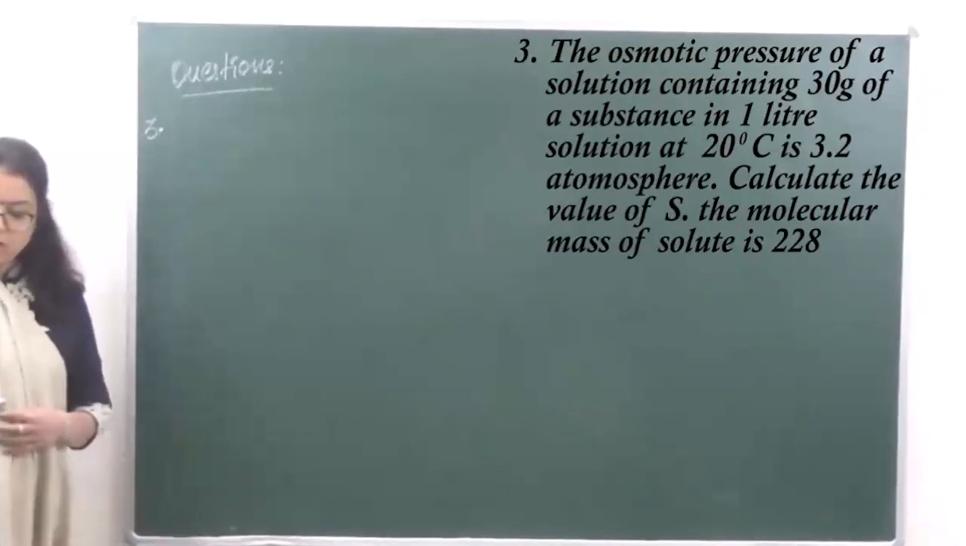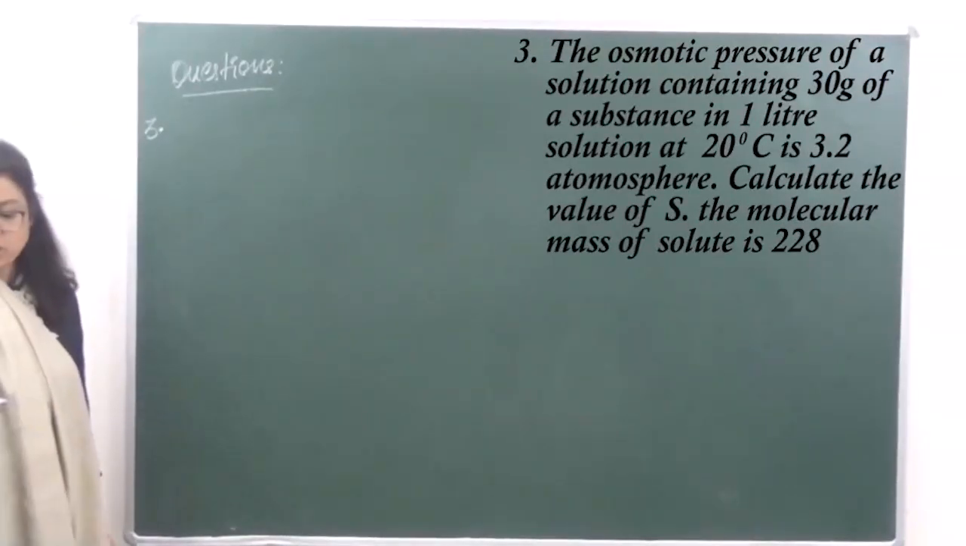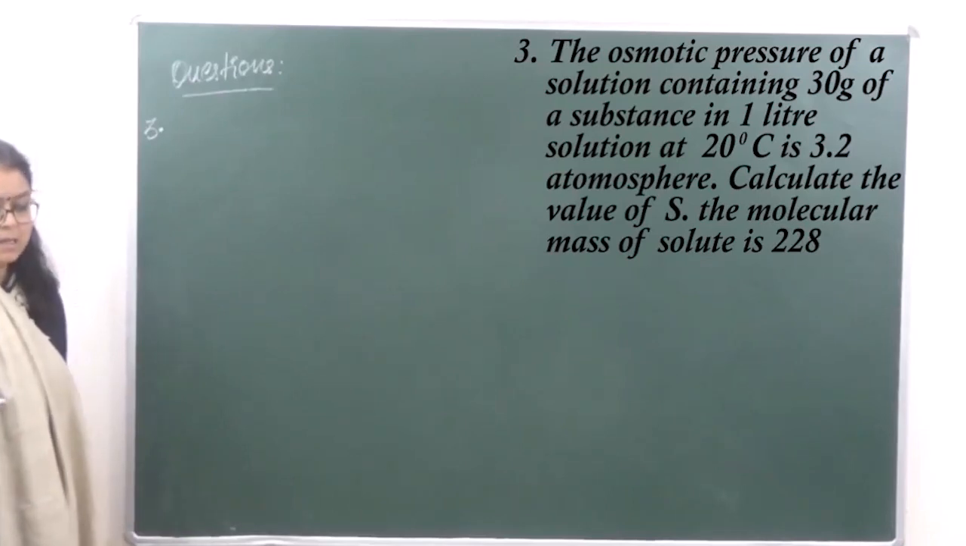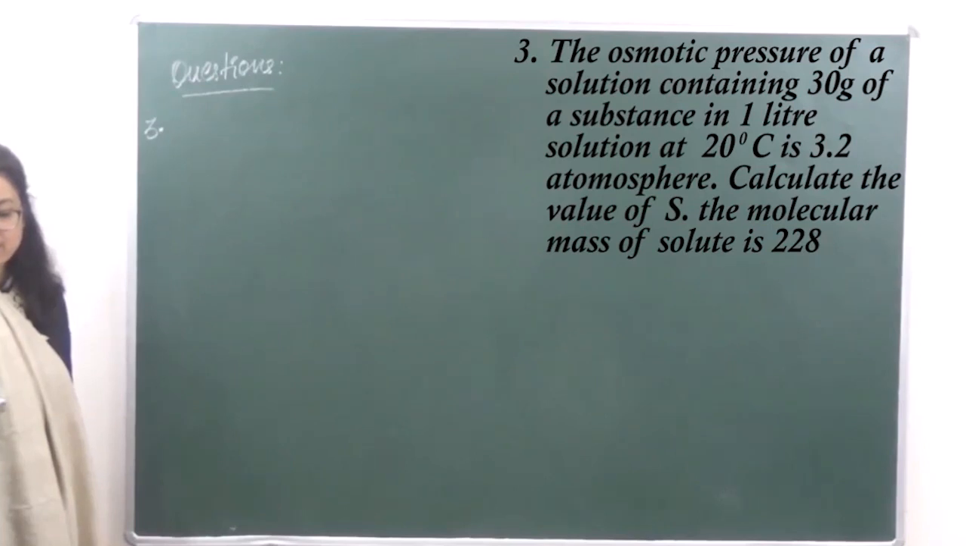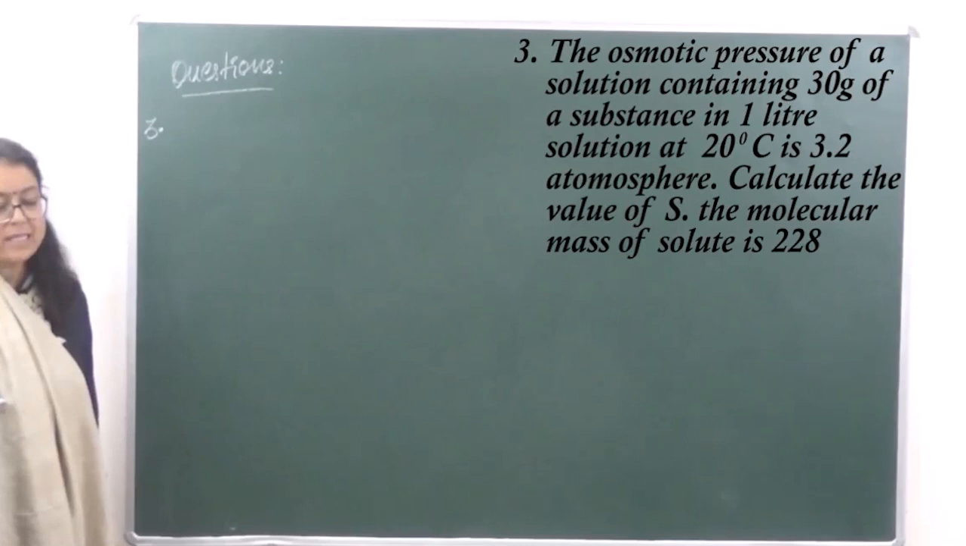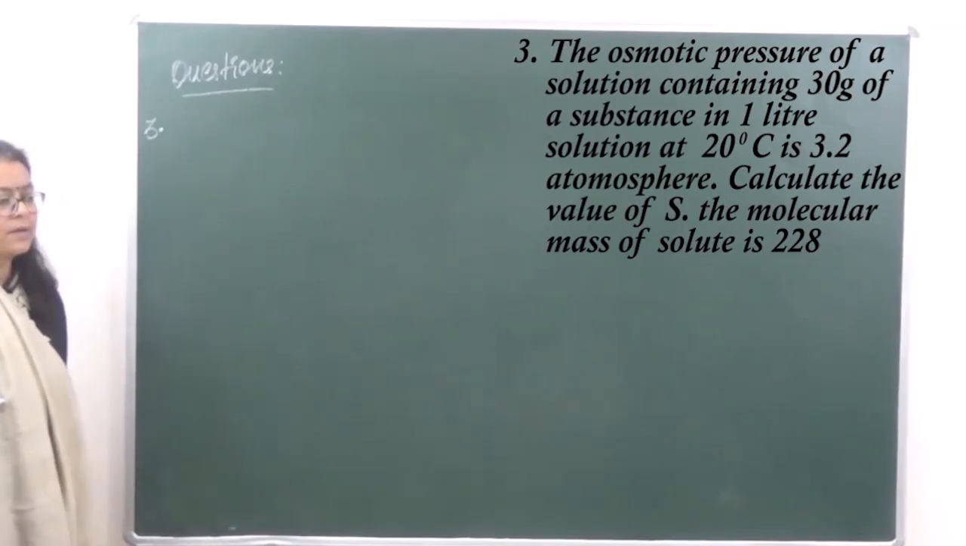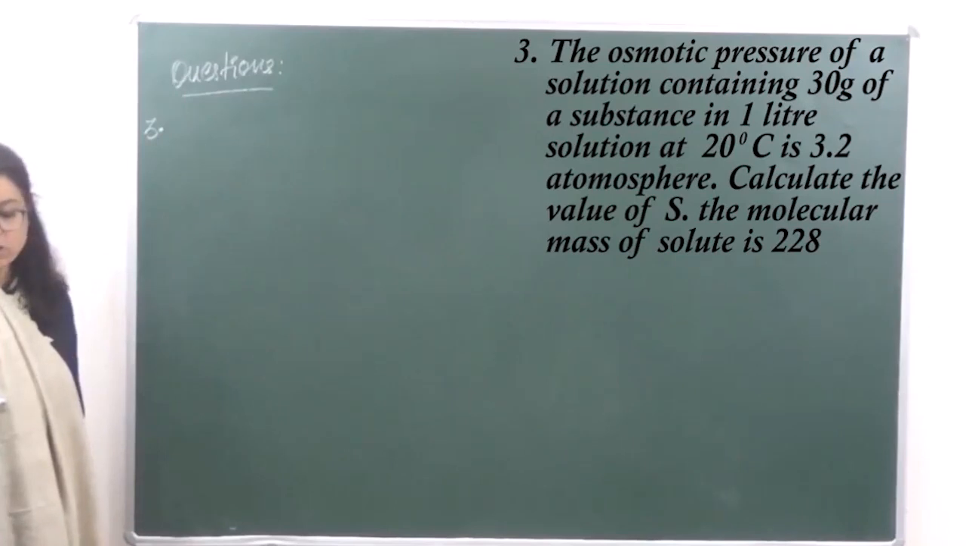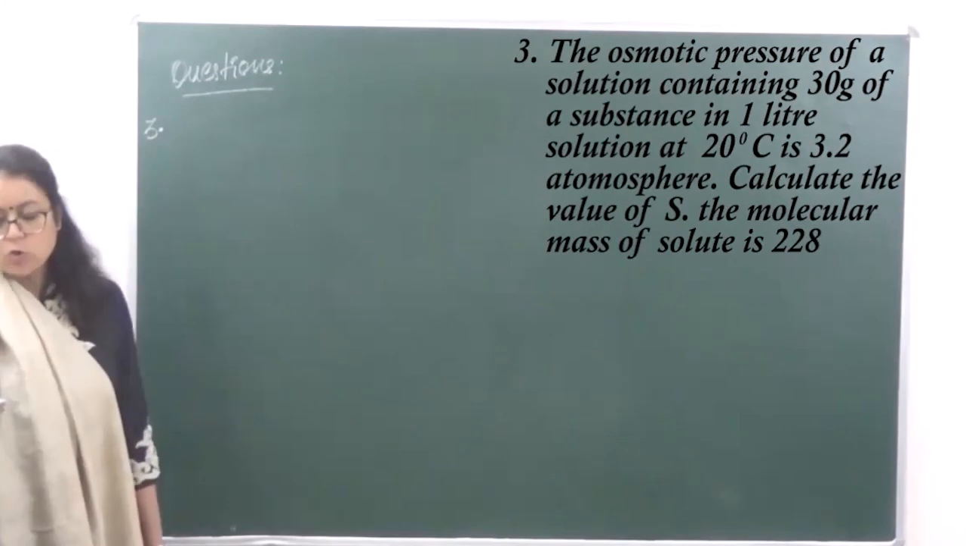Question number 3 is what? The osmotic pressure of a solution containing 30 grams of a substance in 1 liter of solution at 20 degrees Celsius is 3.2 atmosphere. Calculate the value of S. S over here is R only, the gas constant. The molecular mass of the solute is 228.